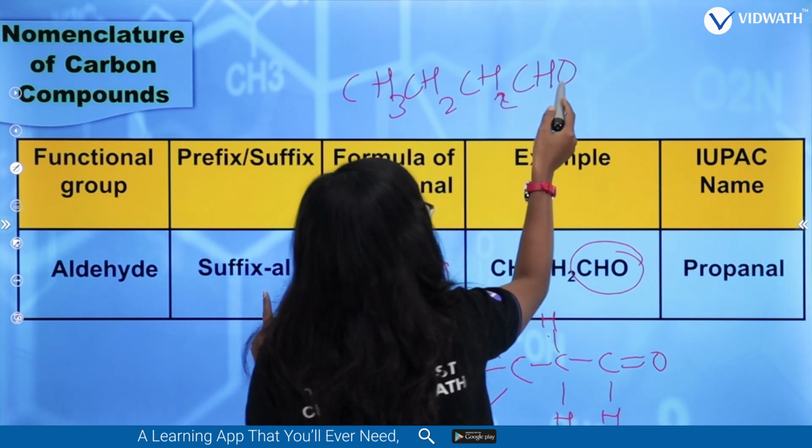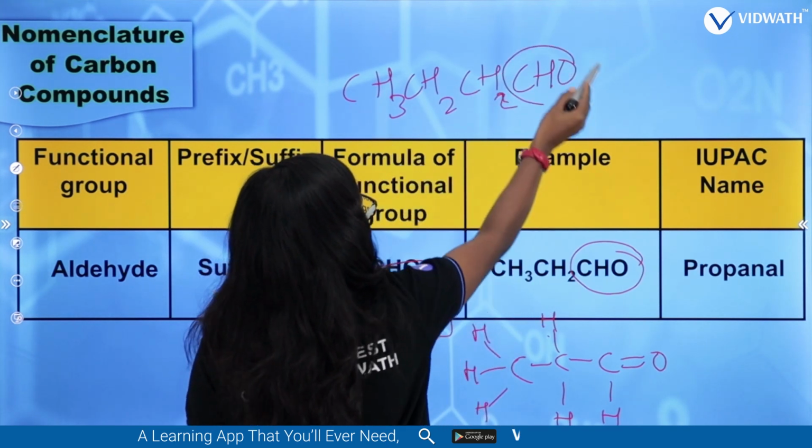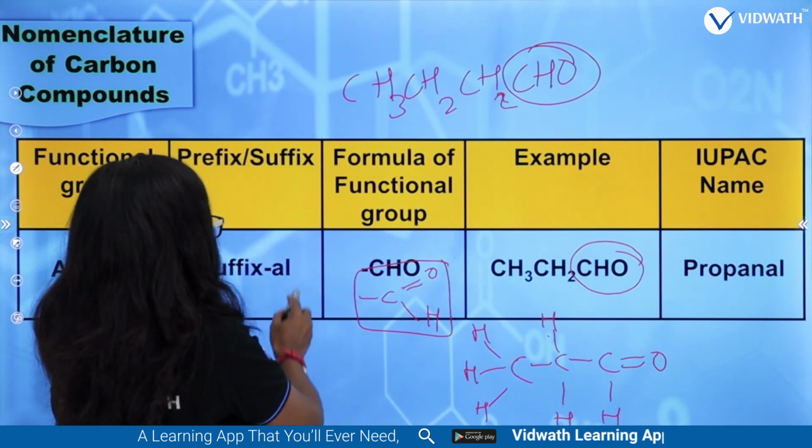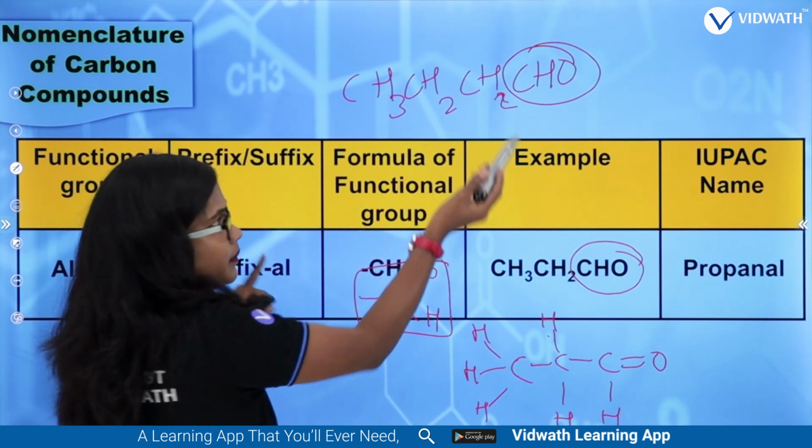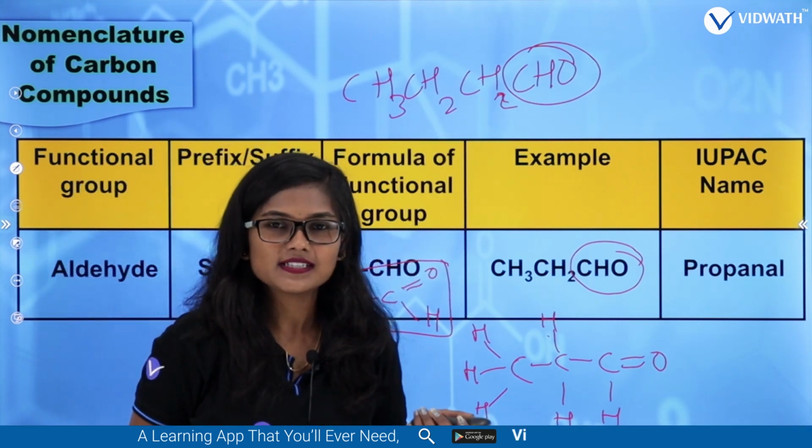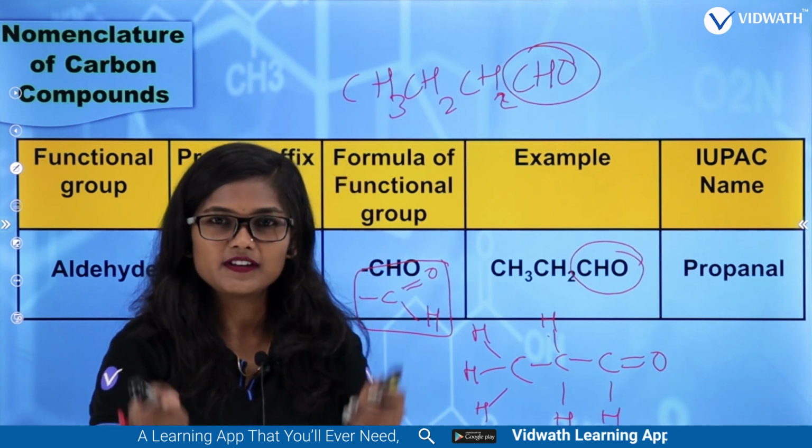So we do have a 4 carbon here. CHO is attached. If CHO is there, then the suffix we use is al, 4 carbon, butanal. Clear? Clear about this aldehyde functional group nomenclature?